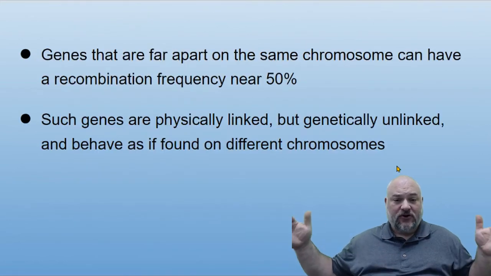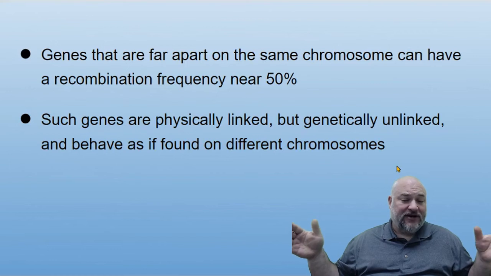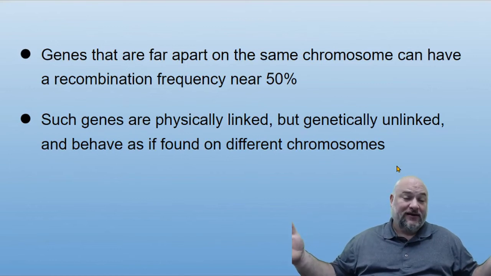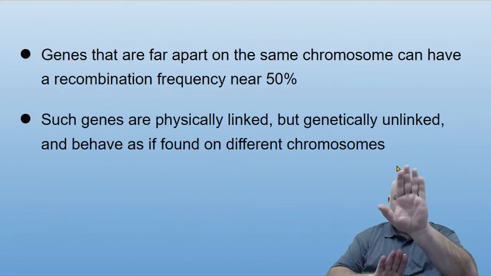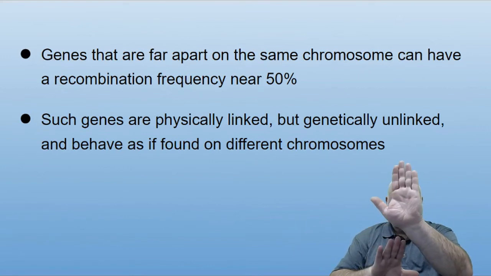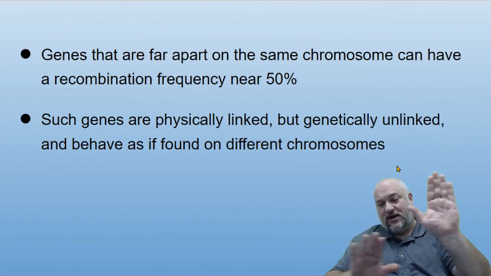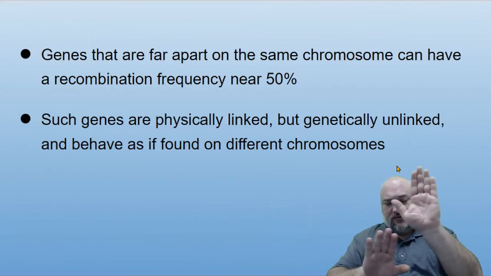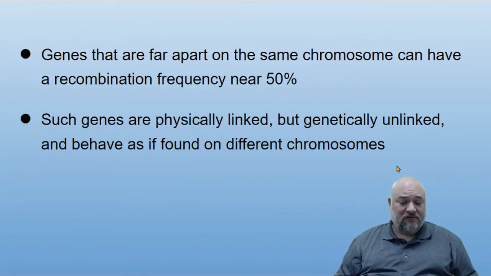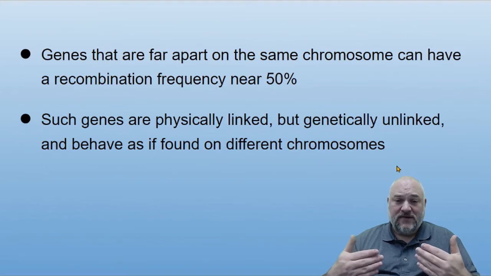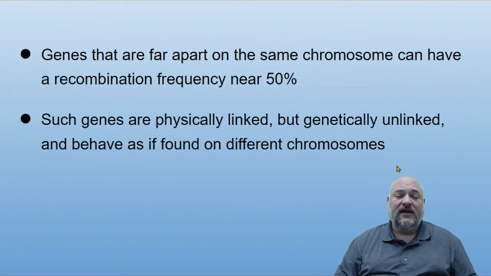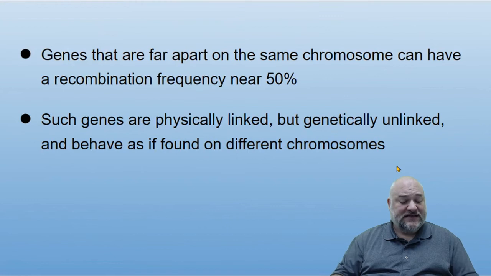Genes that are far apart on the same chromosome can have a recombination frequency near 50%. Remember, 50% is the point at which it would happen depending on which way they line up at the metaphase plate, getting pulled to opposite sides or getting pulled to the same side. If they're far enough apart, the chances of a crossover event occurring is pretty high, and it can nearly mimic being completely unlinked. Such genes are physically linked on the same chromosome, but genetically unlinked and behave as if they're on different chromosomes.